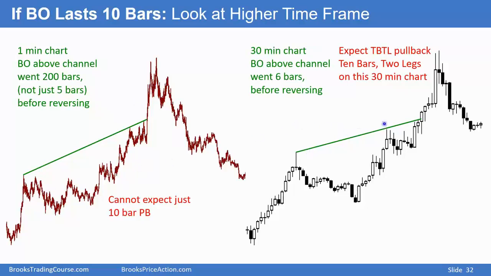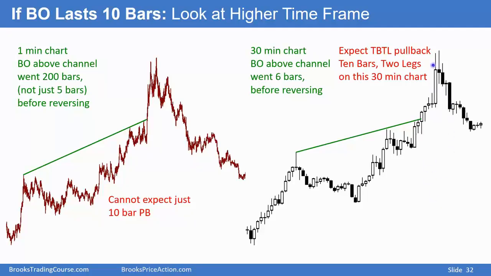And here's the same bull breakout that we have right here. This went up for 200 bars, and this went up for 5 or 6 bars. And 70% chance you reverse down within 5 bars, well, here's 6 bars, and it started to reverse down here.